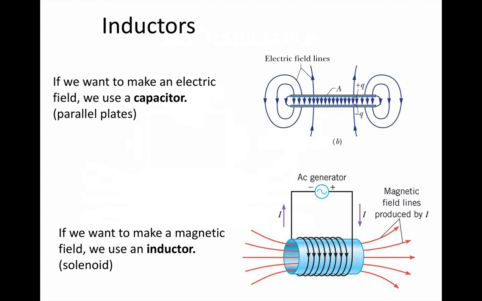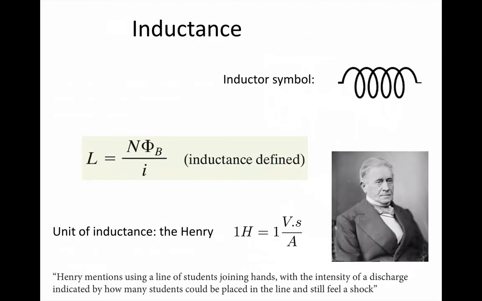Now thinking back, you will remember that a capacitor, which we show as parallel plates, can be used to produce a uniform electric field. In the same way, a solenoid, which we will now start to call an inductor, can produce a uniform magnetic field. And just as we were able to define the quantity of capacitance, we can also define a quantity of inductance.